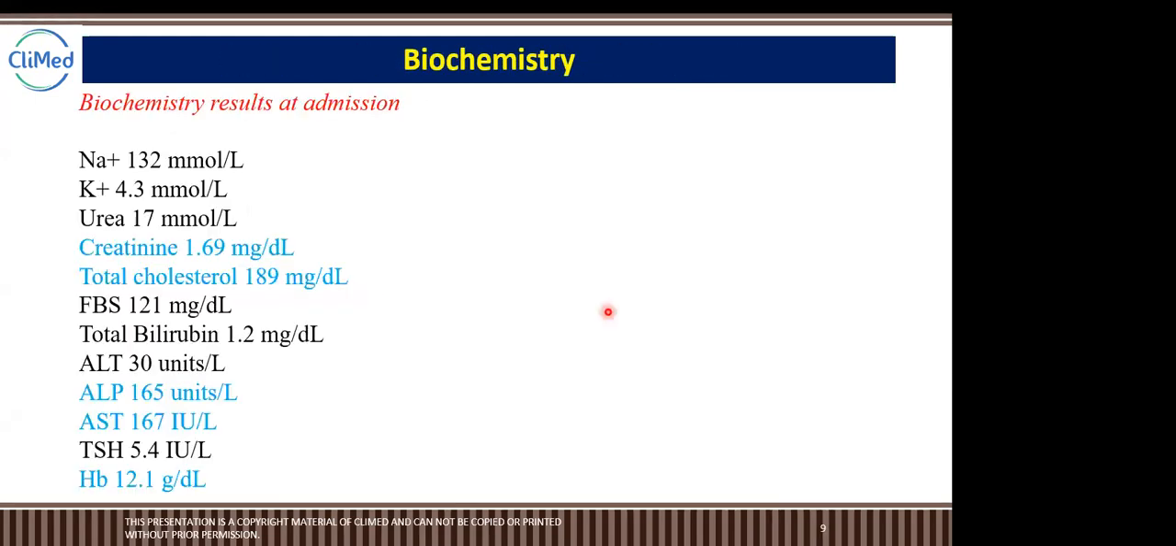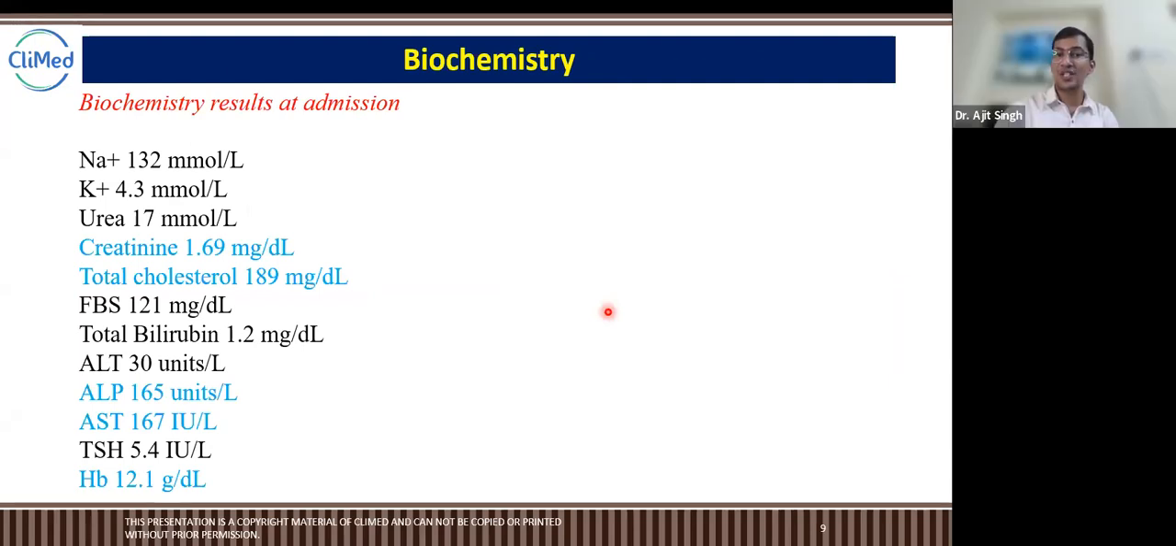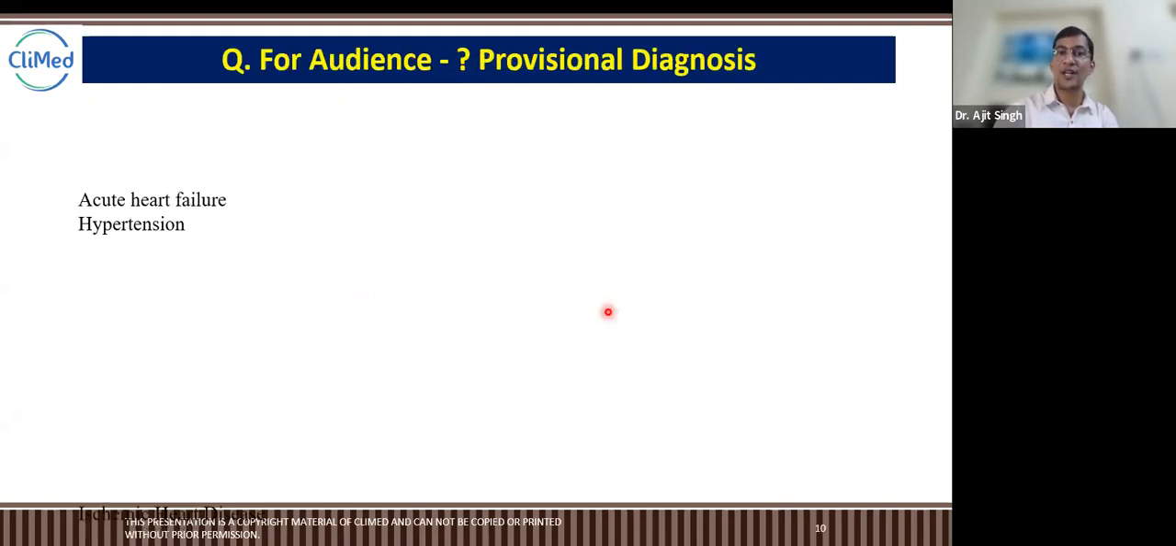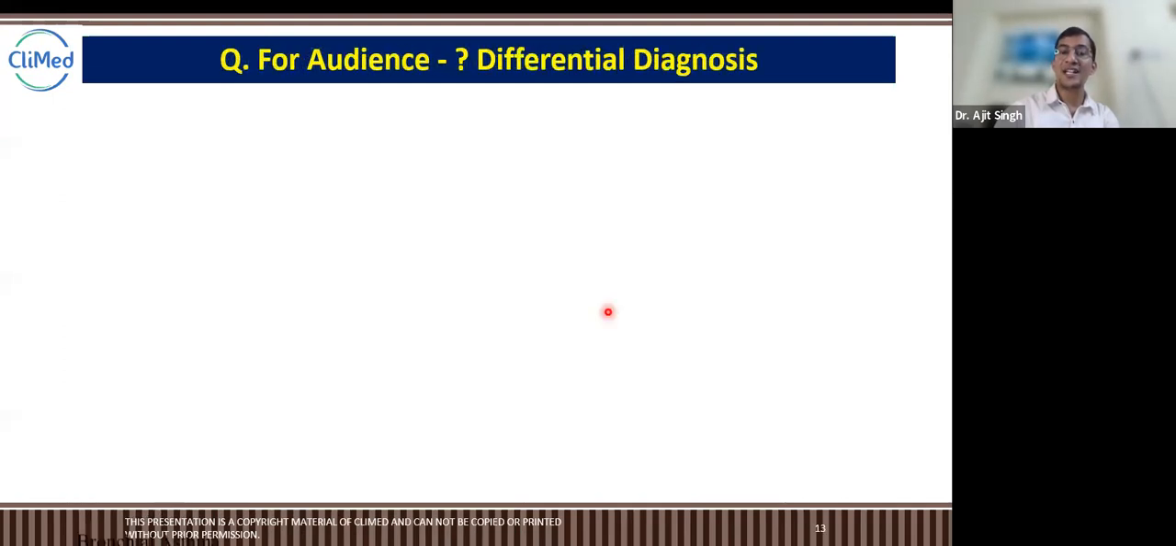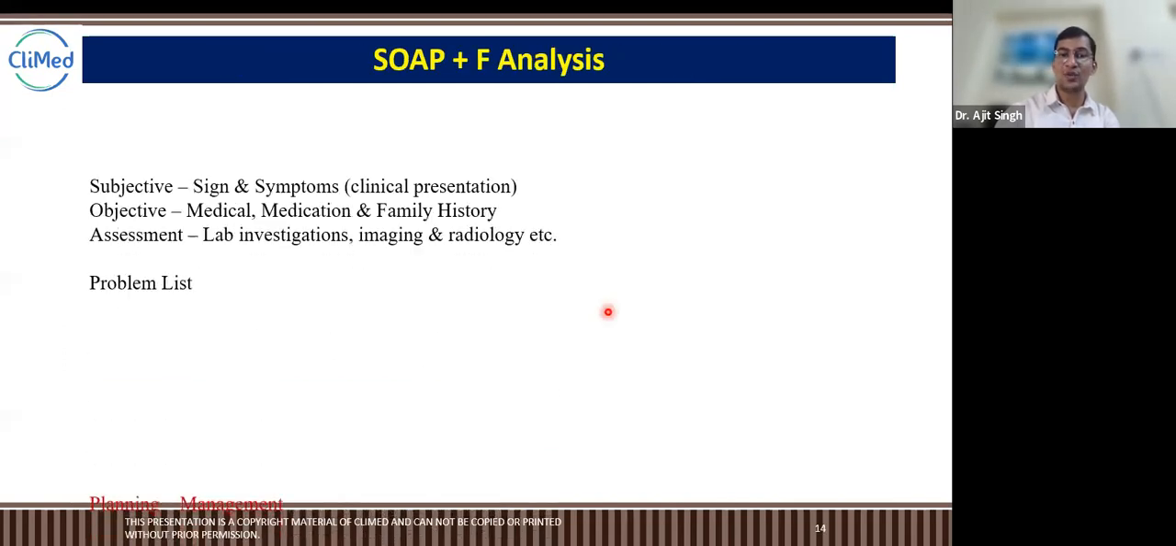Okay, see, 4.3, and sodium was just 132. So we have to consider all the biochemical results also. Based on that, we have to find out the dose of diuretics. Otherwise the patient will directly go into sodium depletion immediately. So we have to consider those things, and then we have to give the dose.